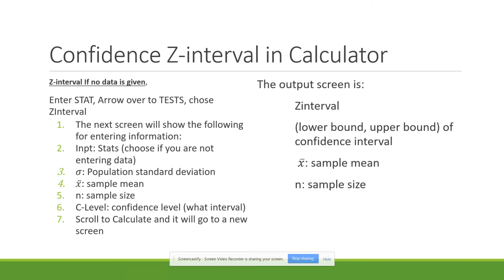But if you don't want to do it by hand, you can do it in the calculator. If you're not given your sample in data, what you do is you go to Stats, go over to Test, and choose the Z interval. In the next screen, it will show you your input, which is stats, because you're not entering data. Then you'll put your population standard deviation, then your sample mean, your sample size, and your confidence level. And then you scroll to calculate. The output screen is going to give you the Z interval, the lower and the upper bound of the confidence interval, the sample mean, and the sample size.